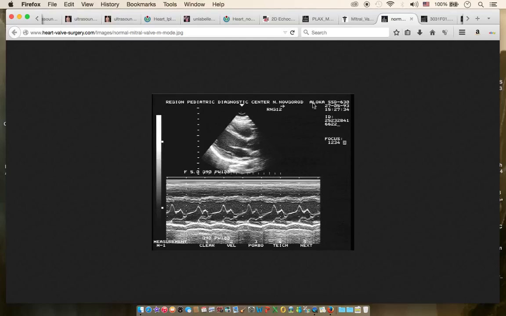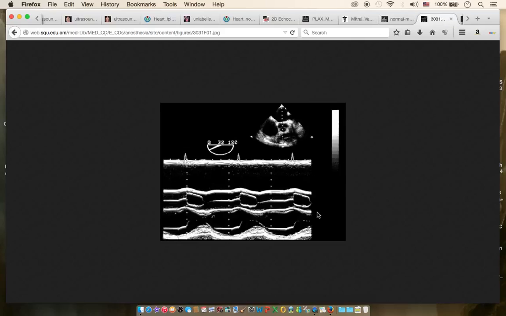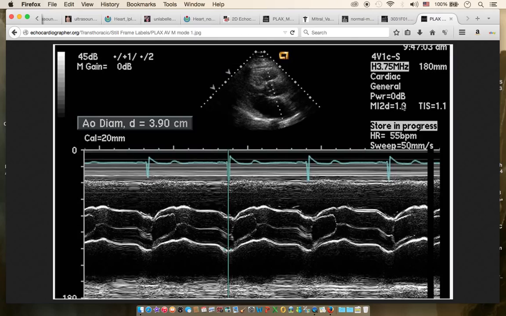Let's talk about the aortic valve. So now I cut the heart from here at the level of the aortic valve. Now this is the aortic valve. This is the aortic valve. Now I cut my section here at the level of the aortic valve.